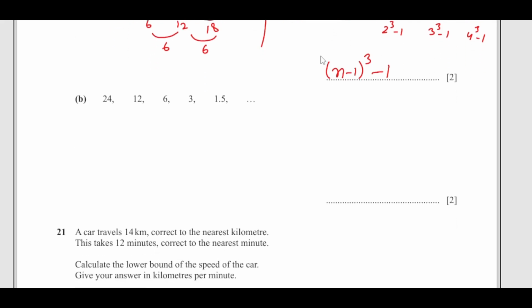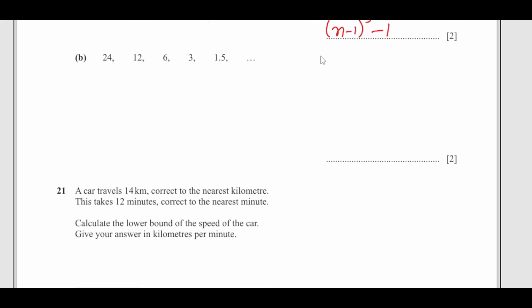Now the next one we have here, 24, 12, 6, 3. As you can see, this is decreasing, and it is decreasing when you divide it by 2, right. So you are getting the next term. So that means this is a geometric sequence.